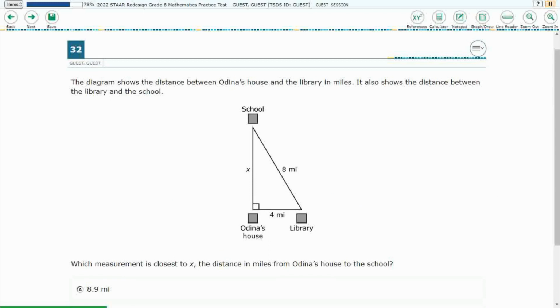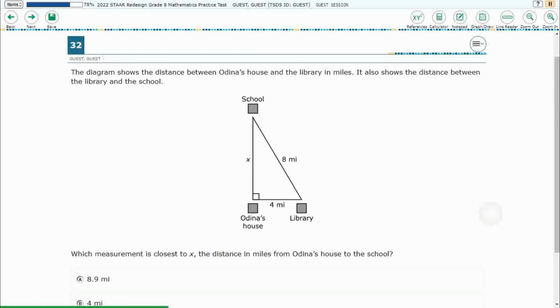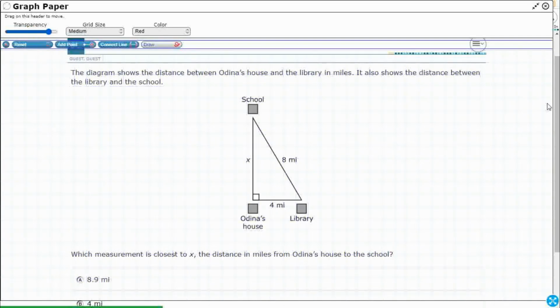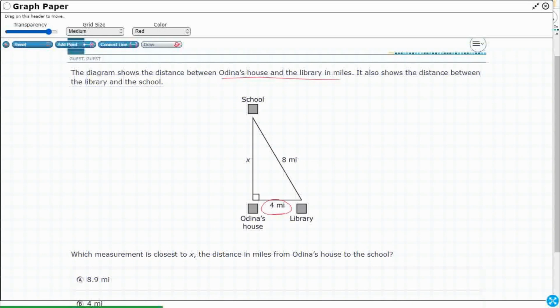So we have a diagram here showing the distance between Odina's house and the library in miles. That is going to be this right here. Let's open this up. Odina's house and the library is right there. It's got that 4 miles. And then it also shows the distance between the library and the school. That's the 8 miles. So the question is, which measurement is closest to x, the distance in miles from Odina's house to the school? All right, so you've got this that we're looking for.